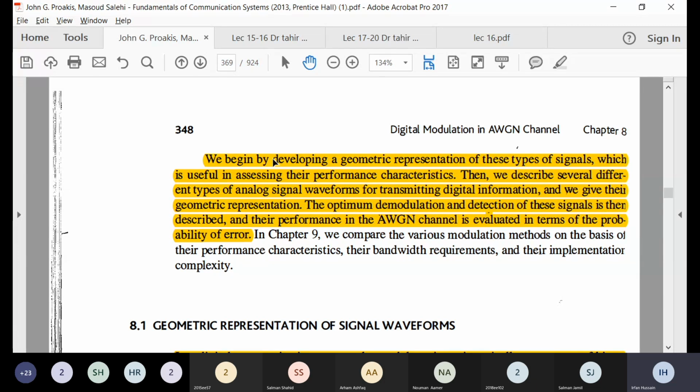Once we have done its representation geometrically, we will also see its demodulation and detection, and we will also calculate the performance of various schemes in this AWGN channel in terms of probability of error.